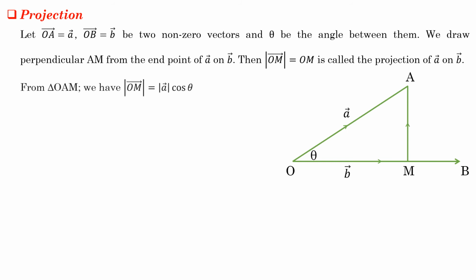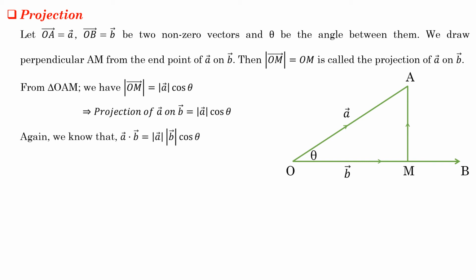So you write the notes. From triangle OAM, we have OM equal to this one, already I discussed with you. Then this OM length is called the projection of A bar on B bar. So I am writing in words, projection of A bar on B bar is equal to simply mod of A into cos theta.